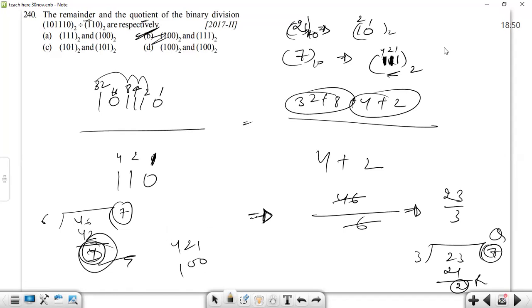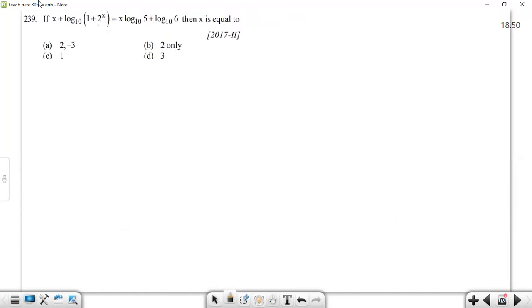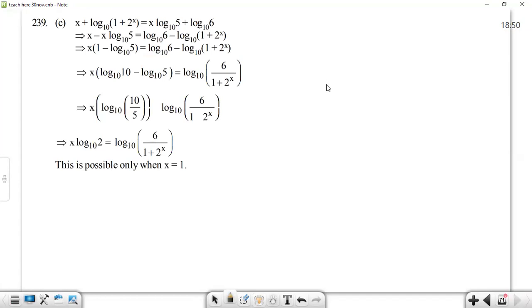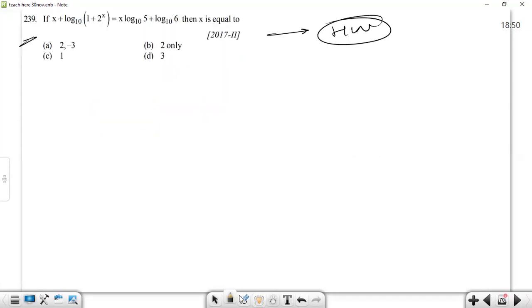Any doubts? No doubts. Let's solve this fast. The base is 10 everywhere. So we are going to approach the question the same way. It is the same question. It's homework for you. Same concept. Oh, okay, this was the last question. Let me solve it then for you.